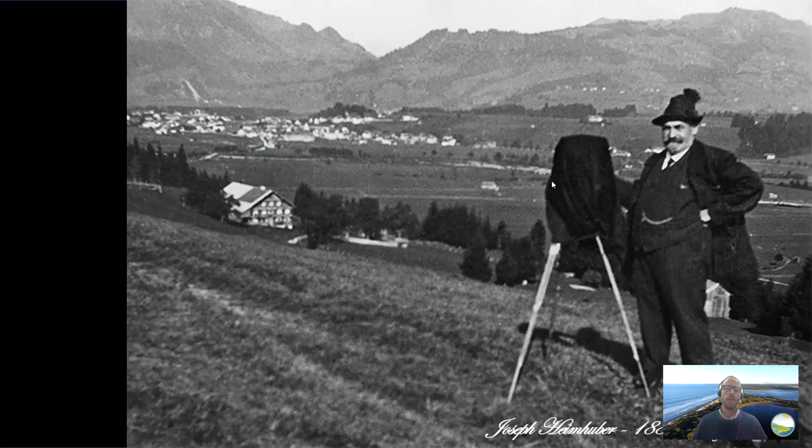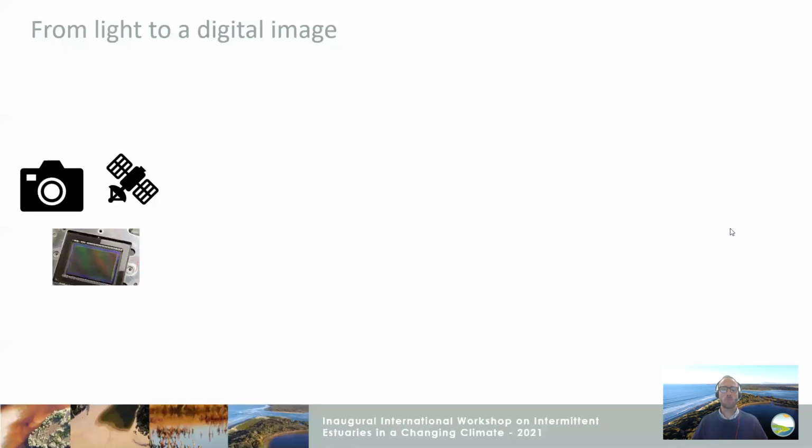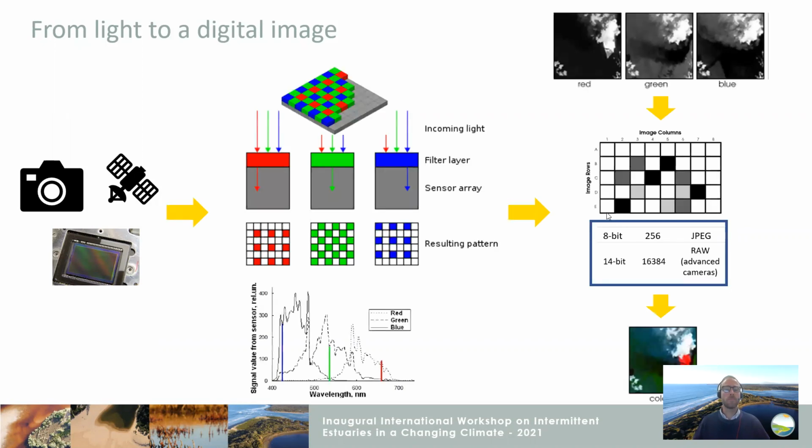This is an image of my hometown in southern Germany, of my grandfather, who used to be a photographer, and in fact, so have been all of his sons since then. And I really think that photography and remote sensing is quite similar in that essentially all we're doing is taking electromagnetic radiation and transforming it into an image, although for different purposes.